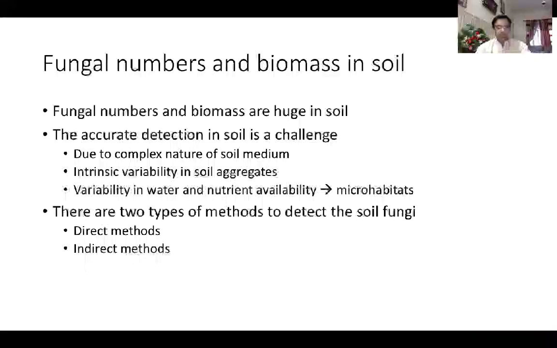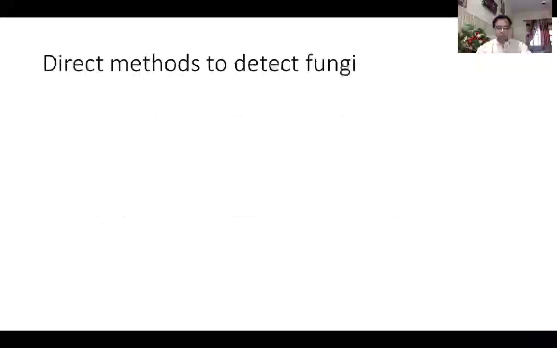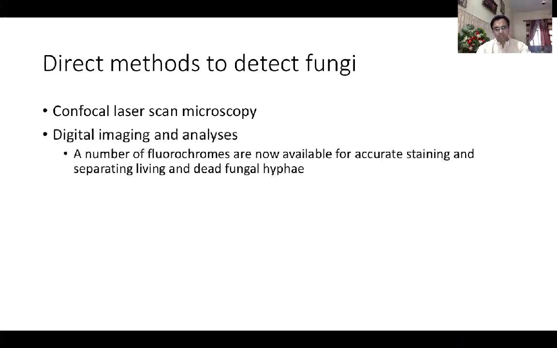So there are two types of methods through which we can detect soil fungi. There are direct methods and then there are indirect methods. When we say direct methods, it means we see or detect the fungi directly, for example, using confocal laser scan microscopy, then using digital imaging and analysis. There are a number of fluorochromes that are available for accurate staining and analysis.